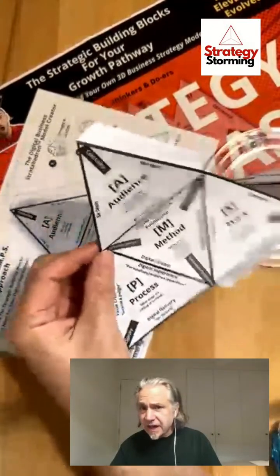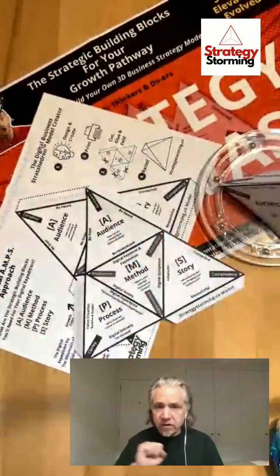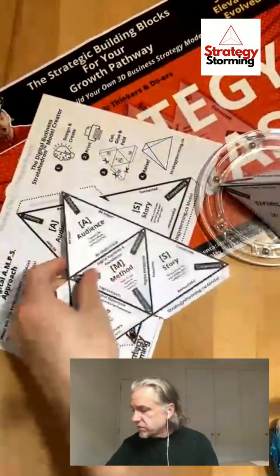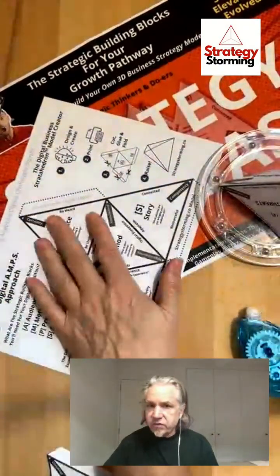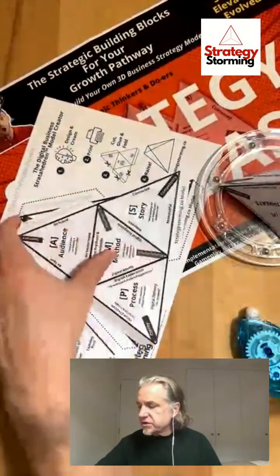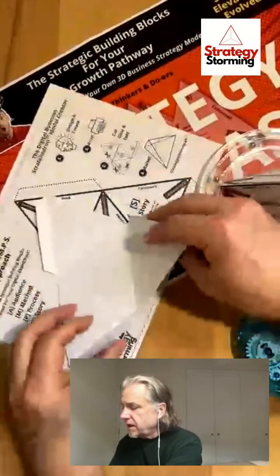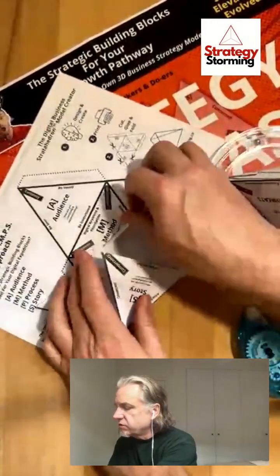So this is the basic AMPS model, and this creates the foundation for the SWOT model and the BOLD model that I'm going to be going into very shortly as well. One of the cool things we can do is print it out on a PDF. We've designed it ahead of time, printed it out on a PDF, and then we're able to fold it up and create it into a 3D shape.